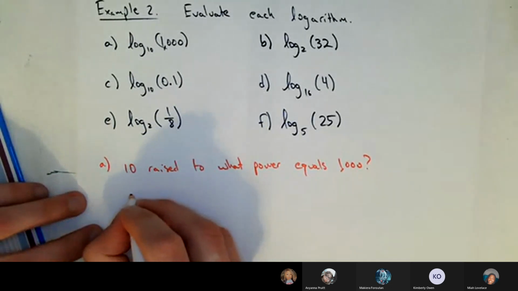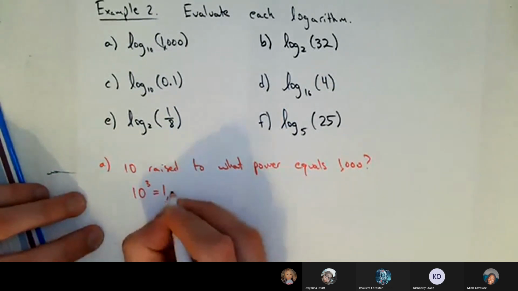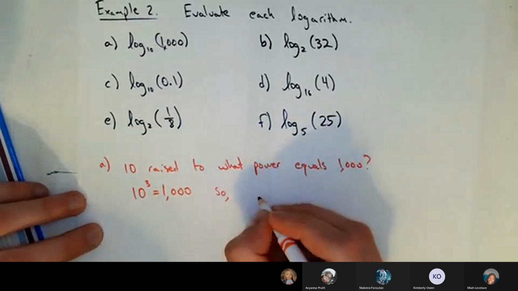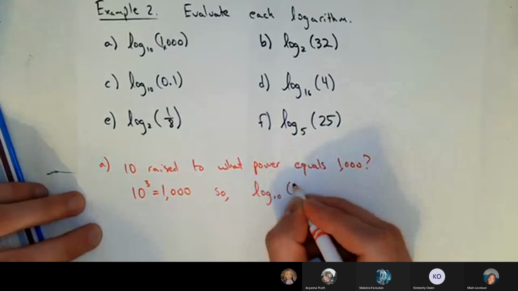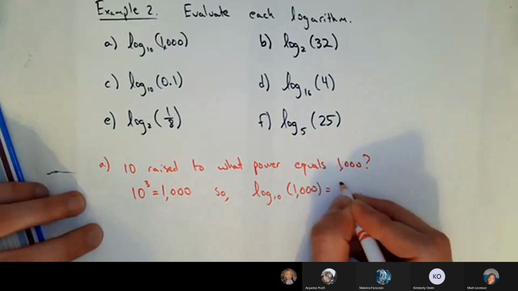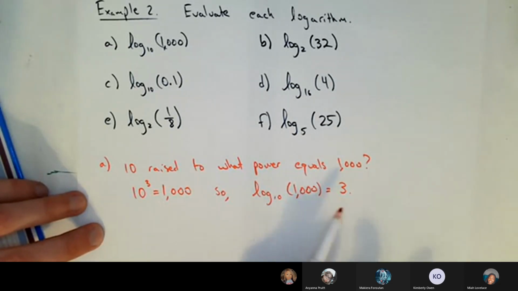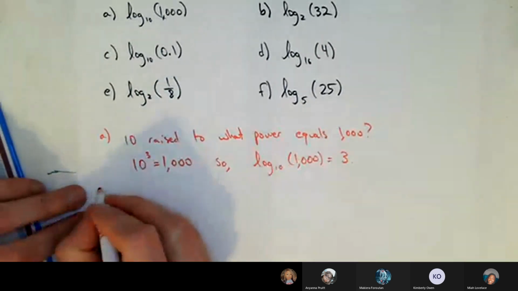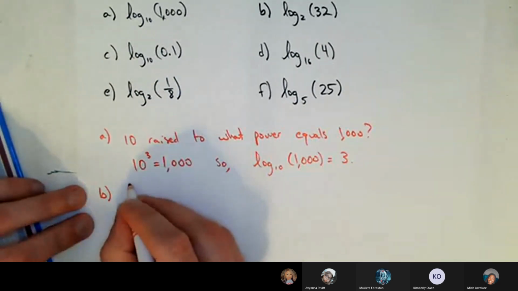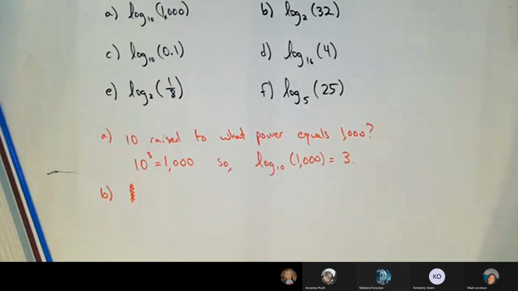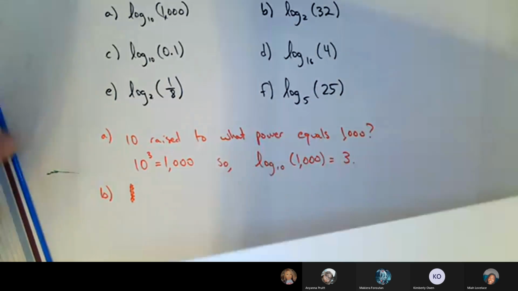So 10 cubed is equal to 1000, right? So log base 10 of 1000 is equal to 3. Because 10 raised to what power is equal to 1000? Well, 10 raised to the third power is equal to 1000. So these are logs that can be computed without the use of a computer to help us.